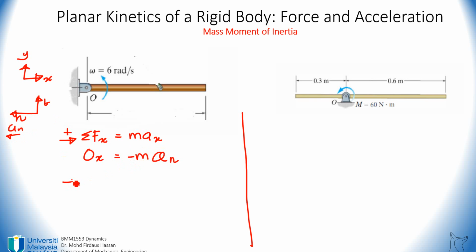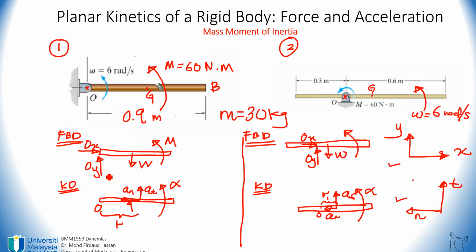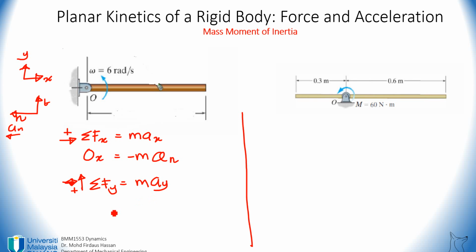And summation of F in Y, positive upward, summation of F in Y is equal to m ay. So how many components of force? We have OY positive, W negative, and AT is upward, also positive. So you have OY minus W is equal to m AT.